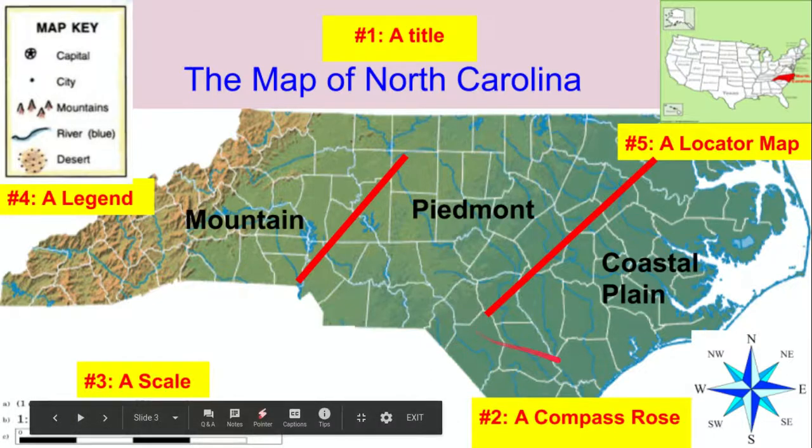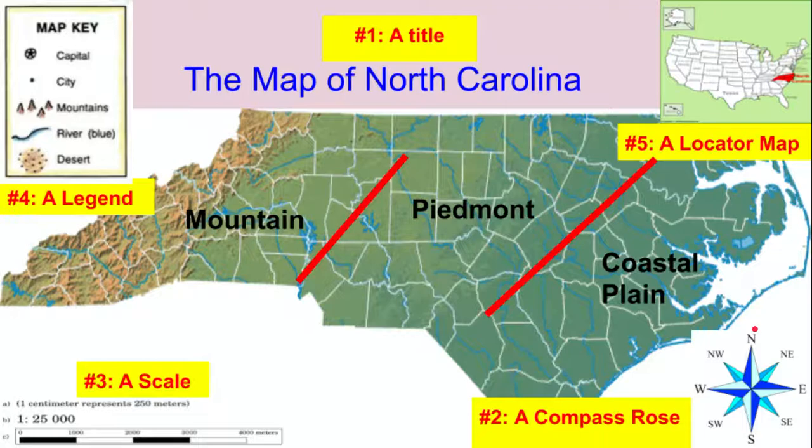A second thing you're going to need is a compass rose. The compass rose is showing you directions. You can see north, south, east, west, northwest, southwest, southeast, northeast. This shows you directions on the map of where you're going. So I know that on the top here is north, the bottom is south, the left is west, and so forth and so on.